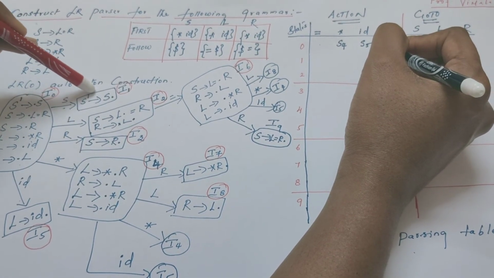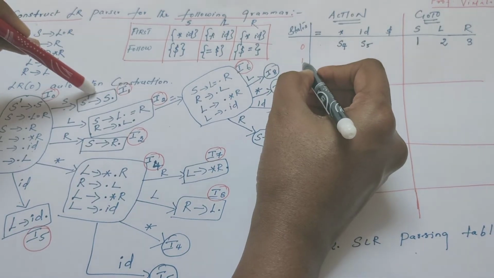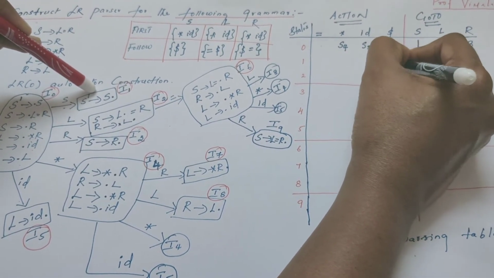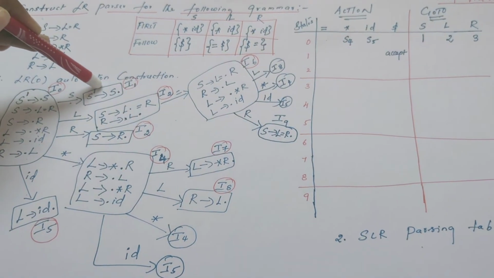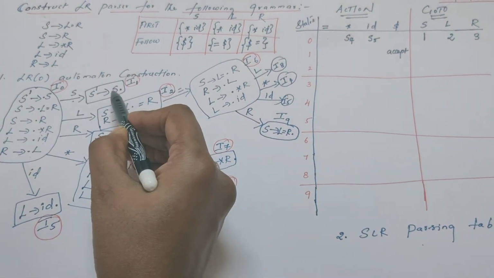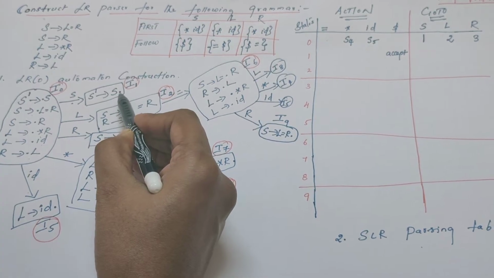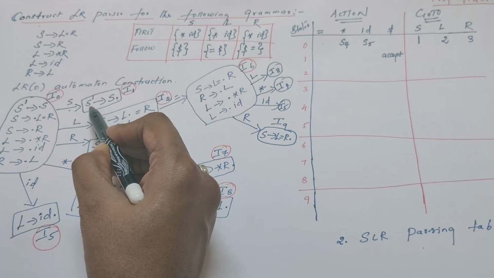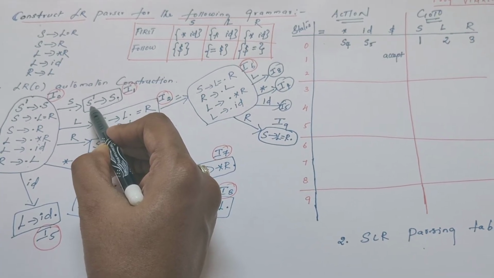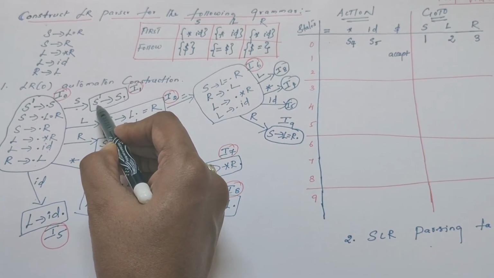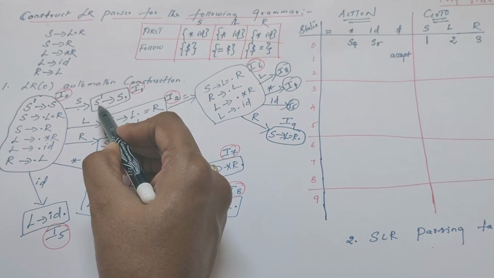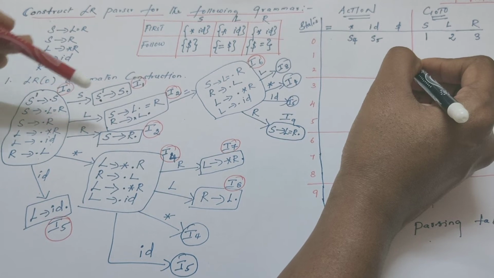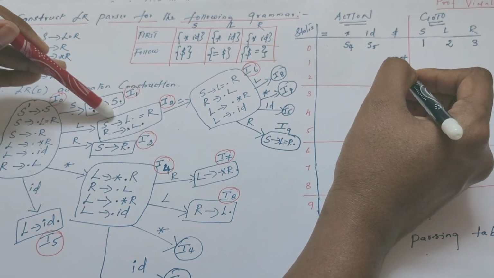From I1, further there are no transitions, but by default, 1 on dollar is to be declared as the accept state. I already told the reason in the previous example. Because when the parser has completed reading this S, now it is ready to get reduced to S dash. S dash is a new start symbol. From this we can come to know that the entire grammar is parsed.